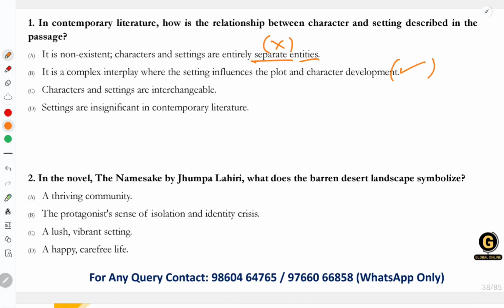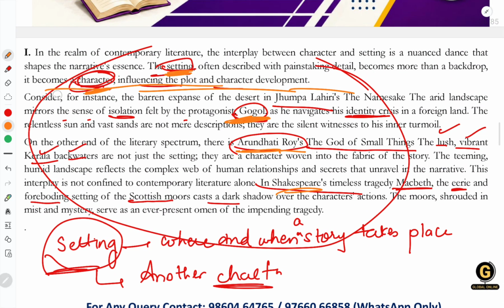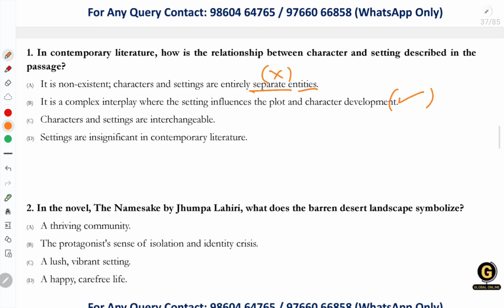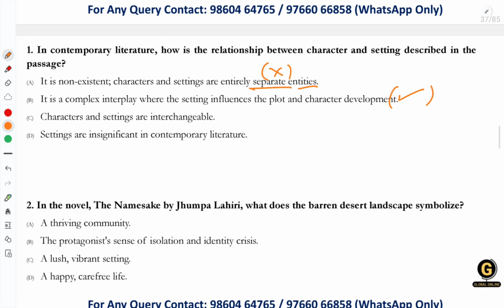The very first sentence in the paragraph says that there is an interplay between the character and setting. This is what the first statement itself is talking about. Hence, the setting influences the plot and character development. Okay, so option number B is the correct answer. What is interplay? Interplay means two things affecting each other or interacting with each other.